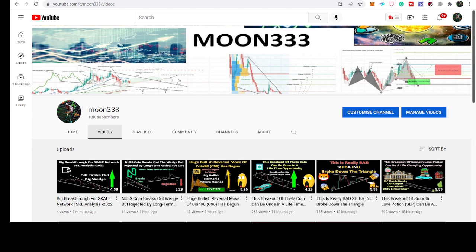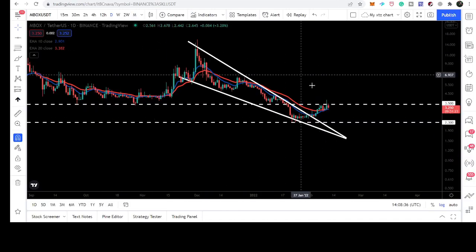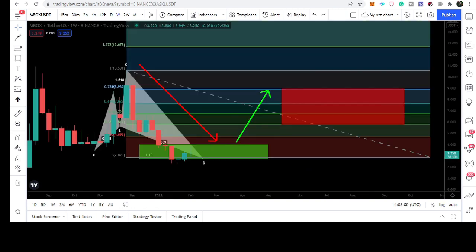The price line of MBOX has broken out the resistance of a bearish pennant and also formed a very big bullish reversal harmonic pattern as well. And in today's video, I want to discuss the next expected targets with you.